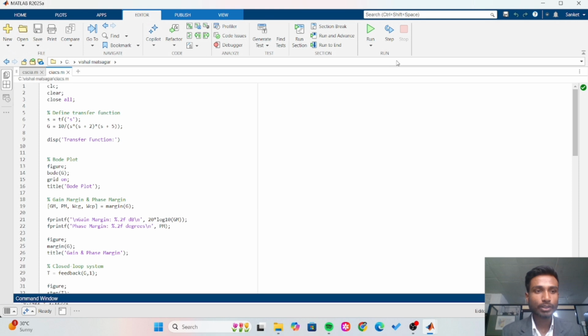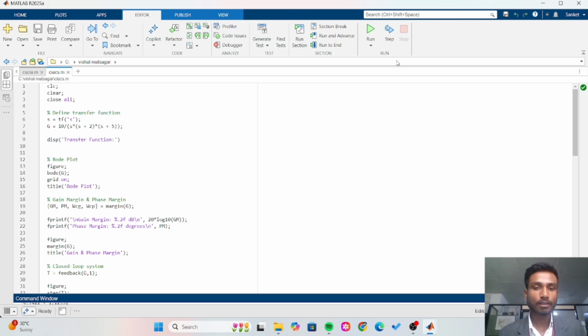So we'll see how this code actually works. The main objectives of these experiments are to analyze the frequency response using Bode plot, to determine the gain margin and phase margin, also to study the closed loop stability using the step response, and to obtain the effect of varying system gain, also to determine the stability of the systems.